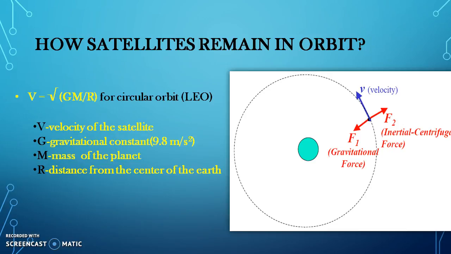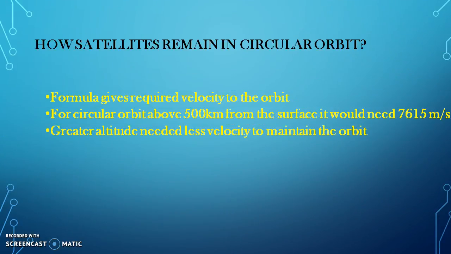The formula gives the required velocity for the satellite to remain in orbit. For a circular orbit above 500 km from the surface, it would need a speed of 7615 meters per second. Only with that much speed will the satellite remain in the orbit, else it will fall to the Earth. A greater altitude needs less velocity to maintain the orbit. If the distance increases, the velocity is reduced, and then the shape of the orbit will change to an elliptical shape.